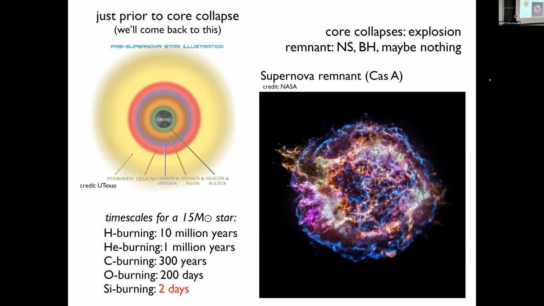A fun fact to recite in talks like this and in classrooms always is that for a 15 solar mass star, the hydrogen burning takes about 10 million years. The helium burning goes on for 1 million years. The carbon burning goes on for 300 years. The oxygen burning goes on for less than a year. And the silicon burning takes 2 days. Okay, so between Monday and Wednesday, a core goes from silicon burning, and on Wednesday it implodes.